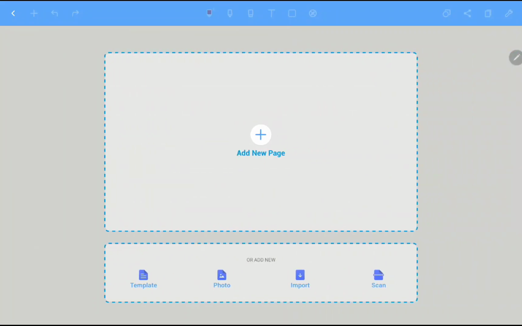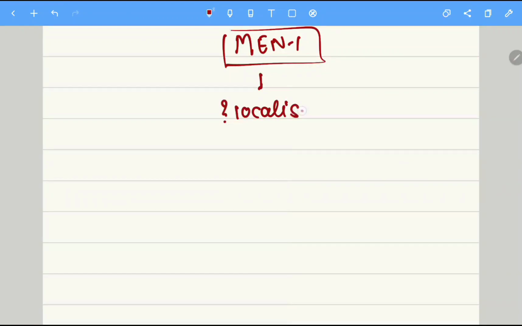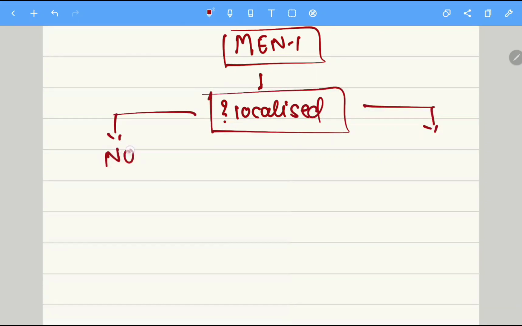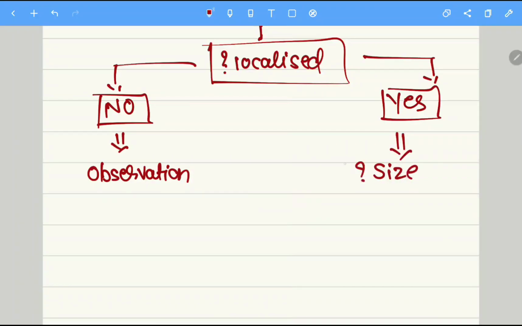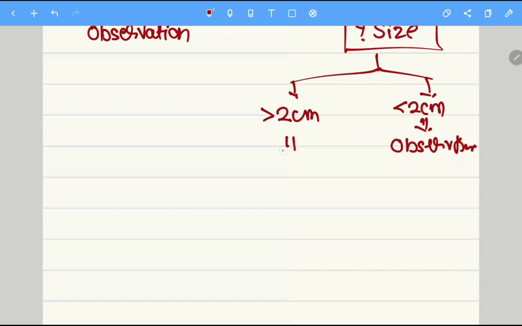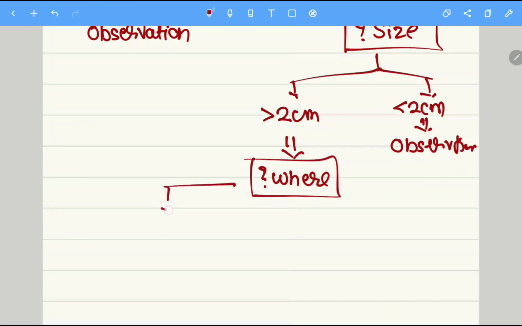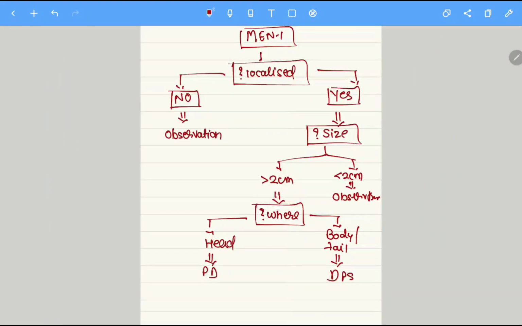What about familial tumors, the tumors associated with MEN1? Here you will ask whether it is preoperatively localized or not. If not localized, you will do observation. If localized, you will ask what the size is. If less than 2 centimeter, you will do observation again. If greater than 2 centimeter, then you will consider where it is. In the body or tail, you will do distal pancreatectomy with splenectomy, and in the head, pancreaticoduodenectomy. So this is about familial gastrinoma management. Hope you enjoyed. So that's all about gastrinoma, right?